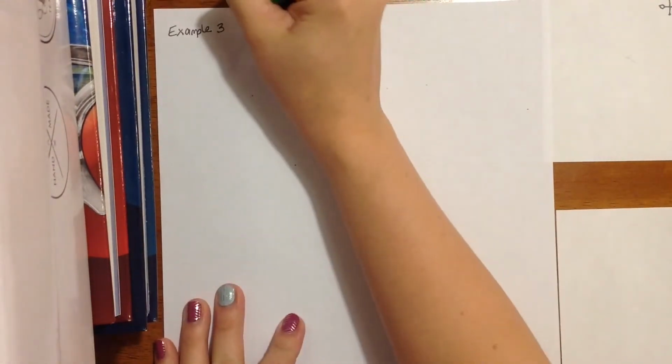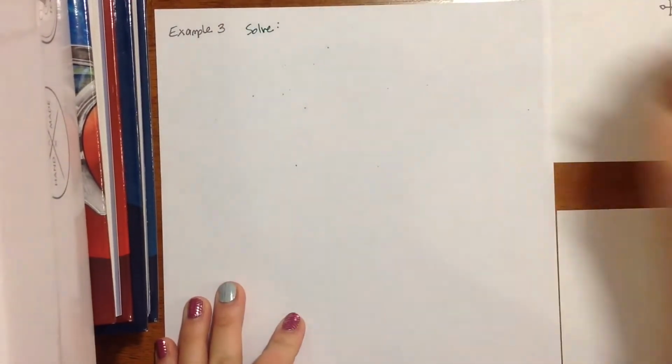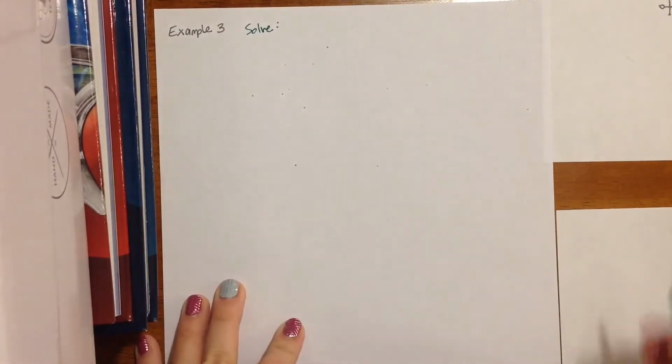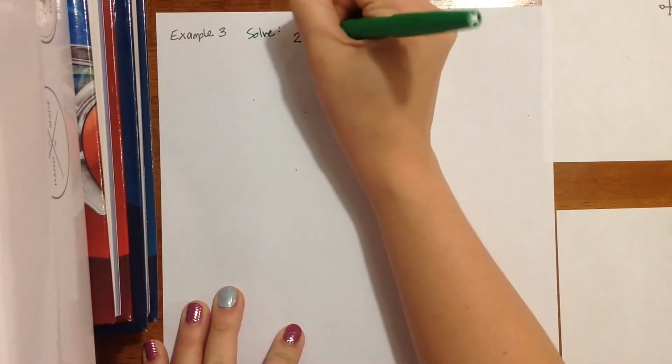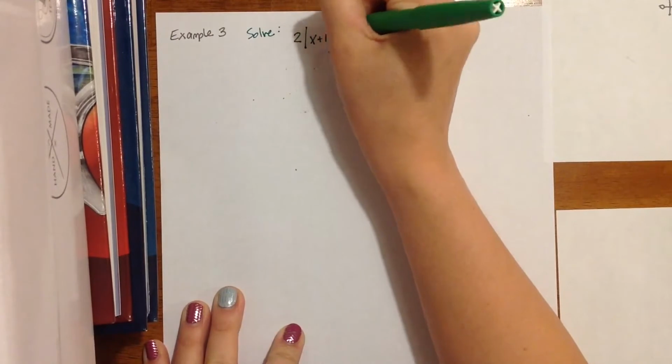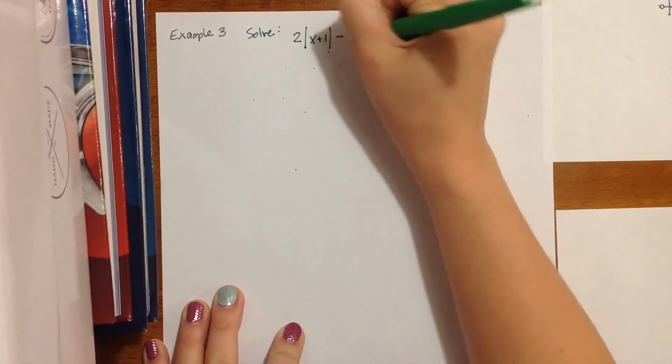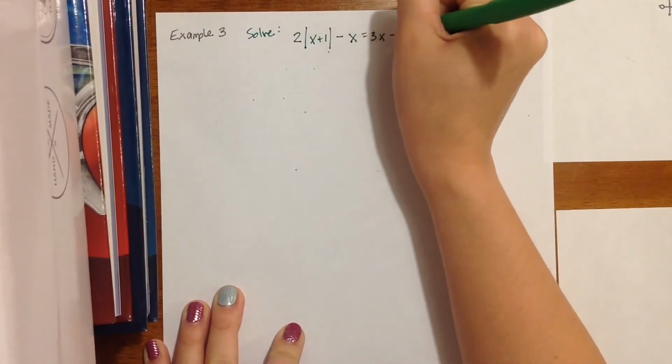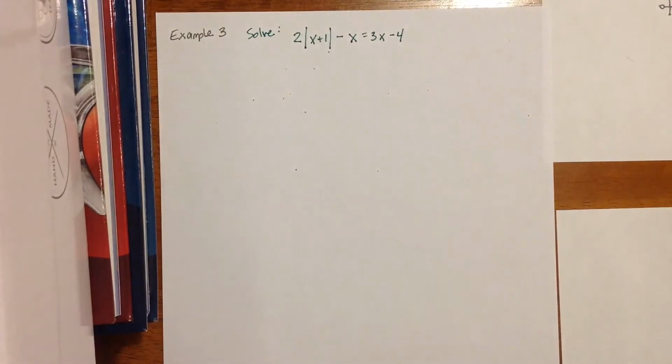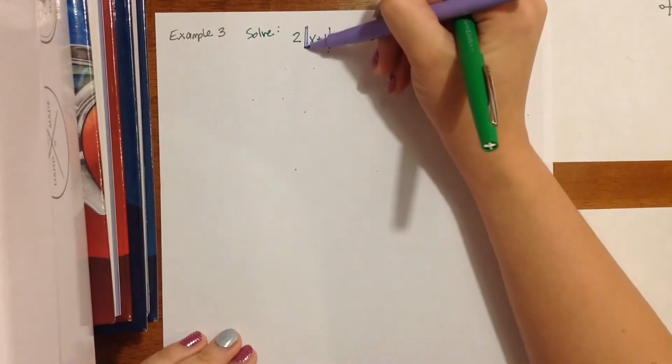This one I would like us to solve. Let's do 2 times the absolute value of x plus 1 minus x equals 3x minus 4. There we go.